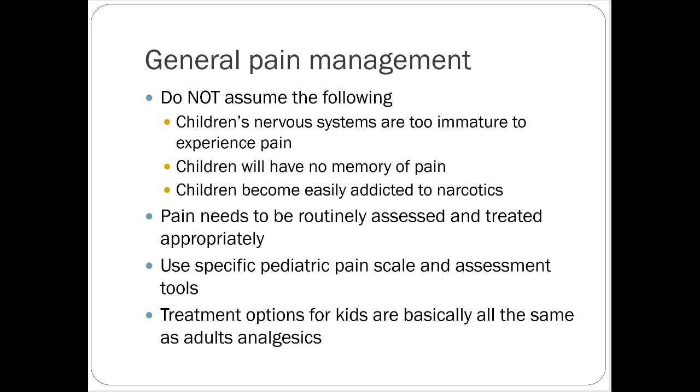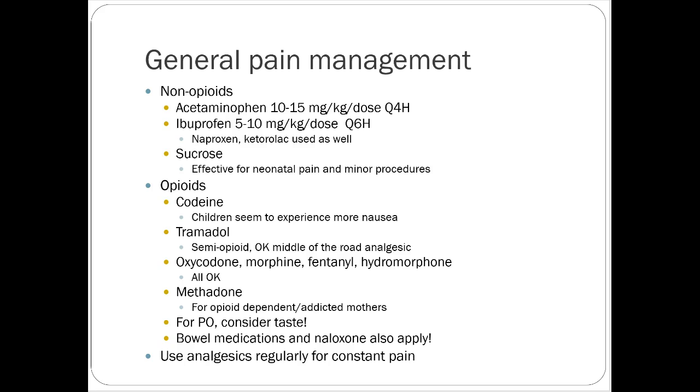Treatment options for kids are all really the same. Other than aspirin, which we don't really use for adult analgesia anyway, you can pretty much use everything for a kid that you could use for an adult. So no restrictions there. Opioid or non-opioid therapy: acetaminophen 10 to 15 mg per kg per dose, and ibuprofen 5 to 10 mg per kg per dose, Q6 hours. If you want to know any pediatric doses, these are probably good ones to have in the back of your head, just because they're so common.